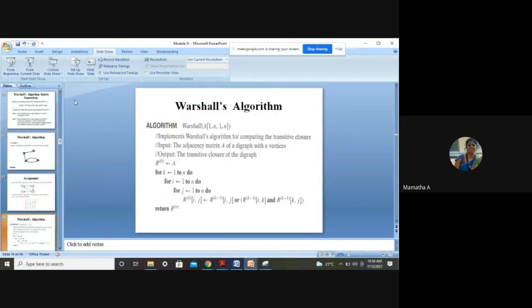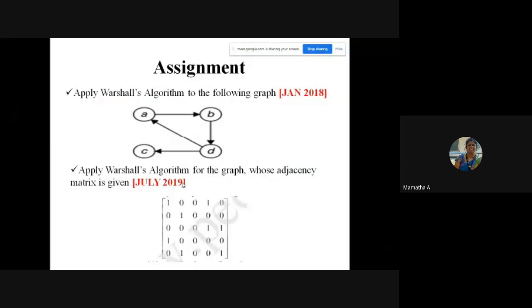So we have the algorithm and its analysis. We will cover that in the afternoon class. You can take these two as assignments. Apply Warshall's algorithm to the graph. This is one of the questions asked in Jan 2018. This is the graph given to you. You have to generate R0, then till R4. Check your answers by yourself. That's not a problem, you can check your own answers.